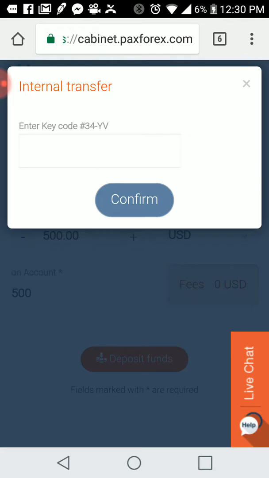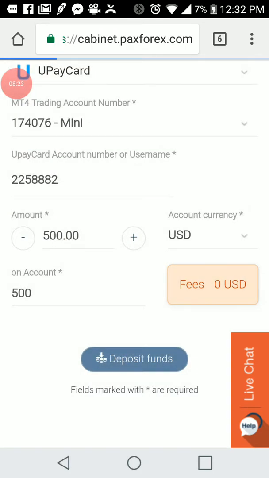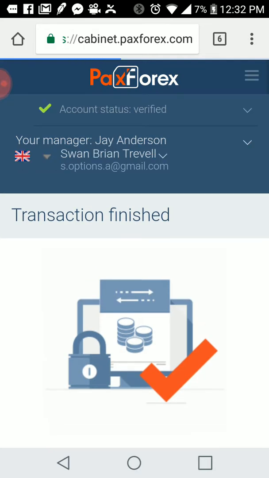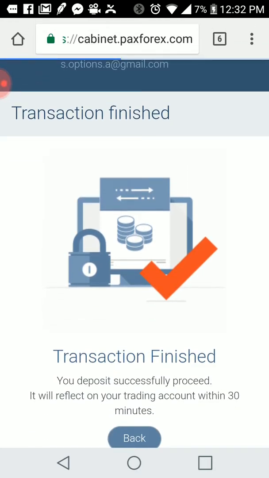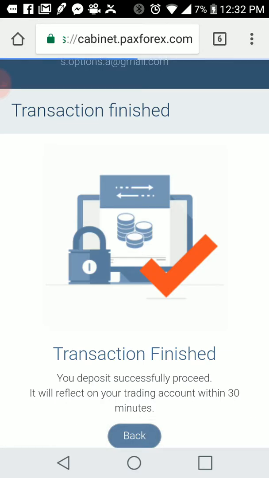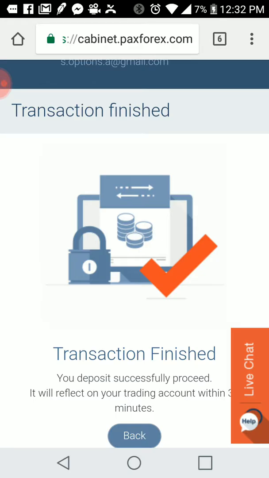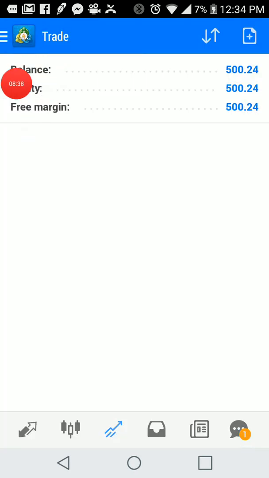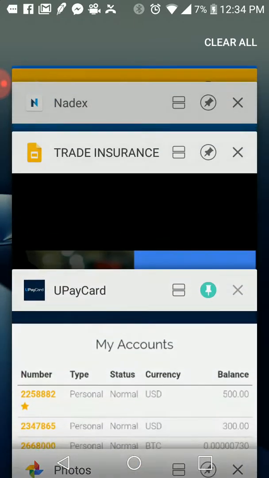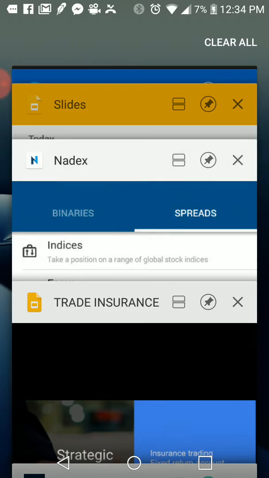And now we got that all together. Let's confirm this. And we are ready to go. Okay, so now we have $500 in our account. Now let's go ahead and start setting up the actual trade itself. All right, now we have the funds in the account and for our insurance. And let's bring up our Nadex platform and begin the actual setup of the insurance trade.